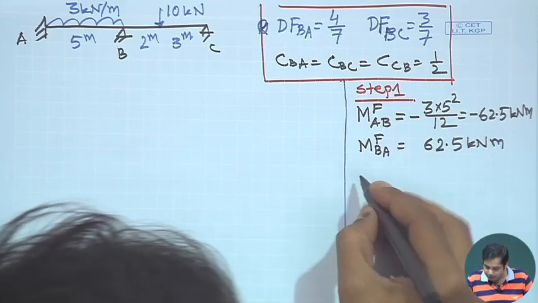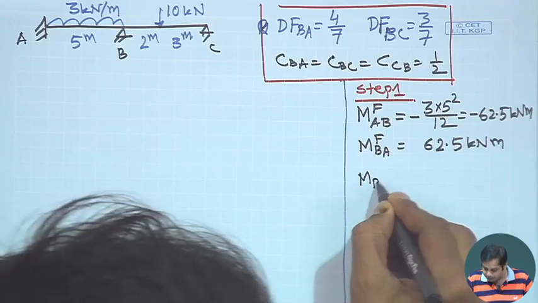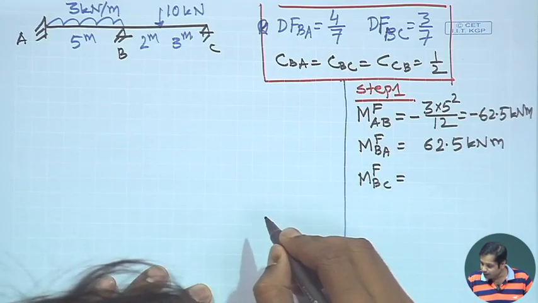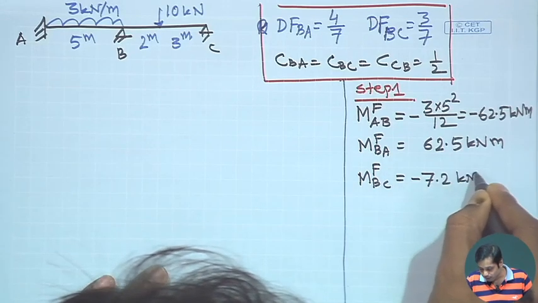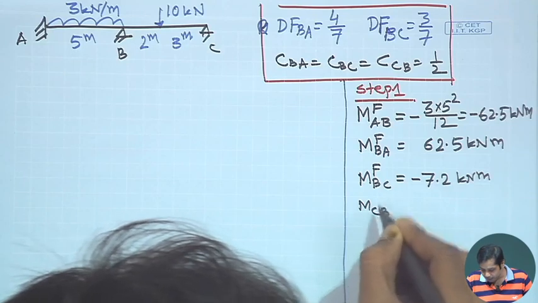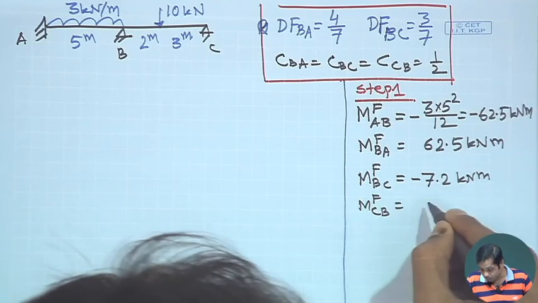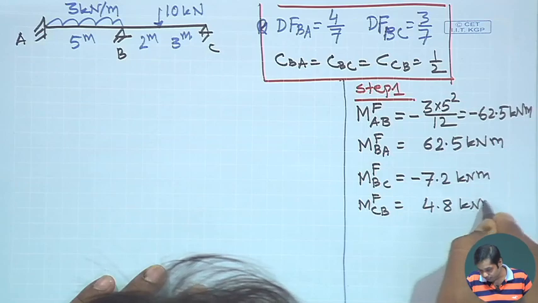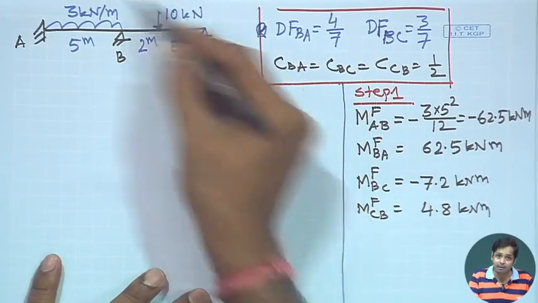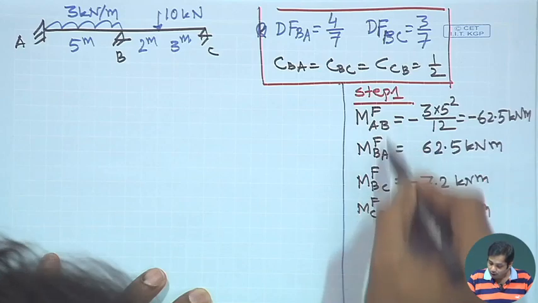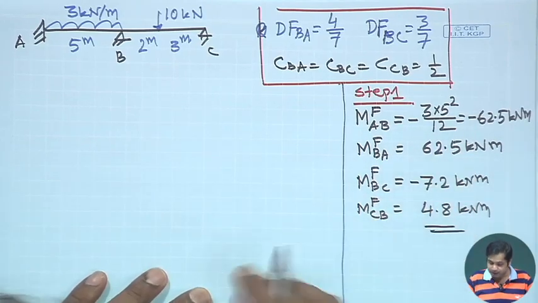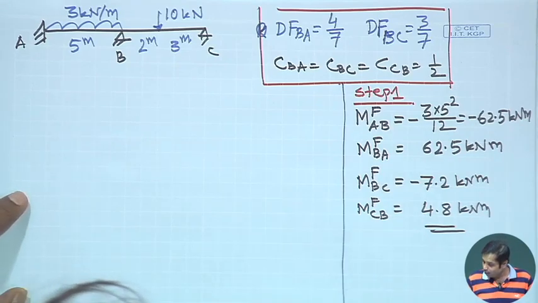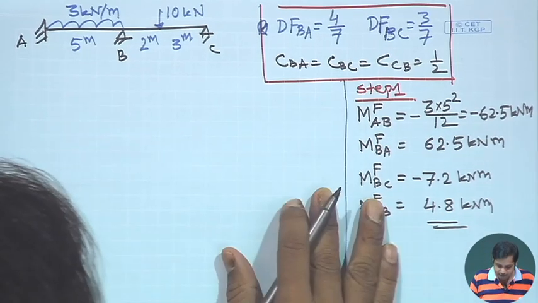Now similarly we can calculate the fixed end moment for MBC, which is equal to minus 7.2 kilonewton meter, and MCB fixed end moment is equal to 4.8 kilonewton meter. These are the same example, same length and same load. How to get these values, you can go back to the previous class and verify them. So we have the fixed end moments. Let us now start the process.